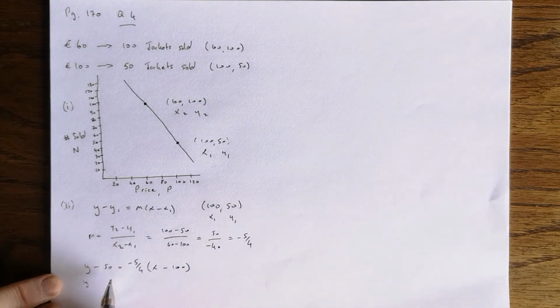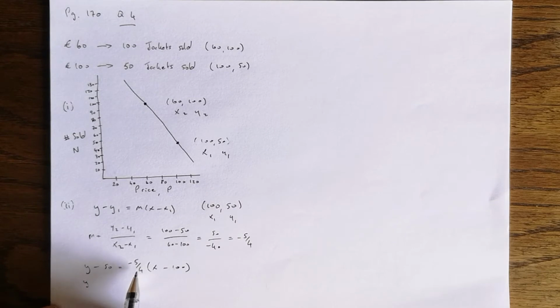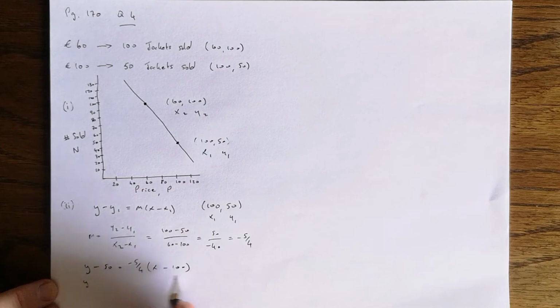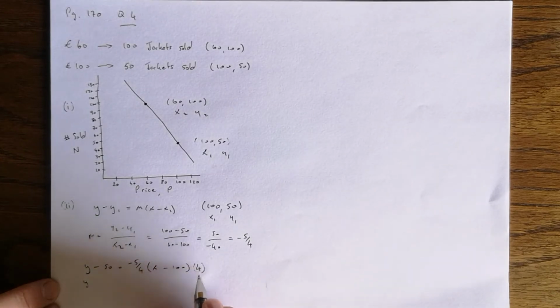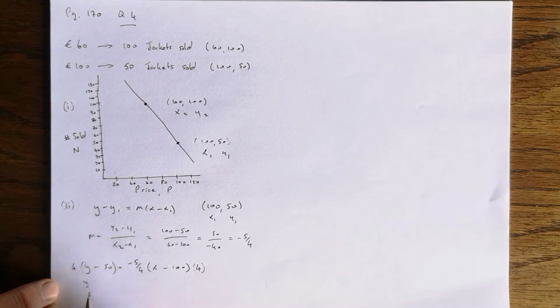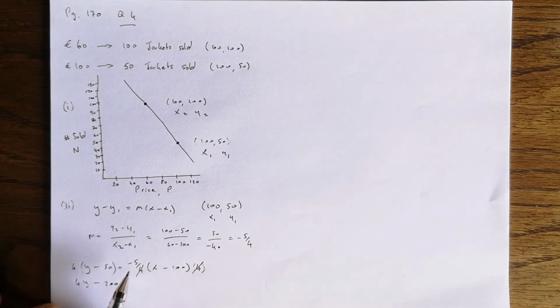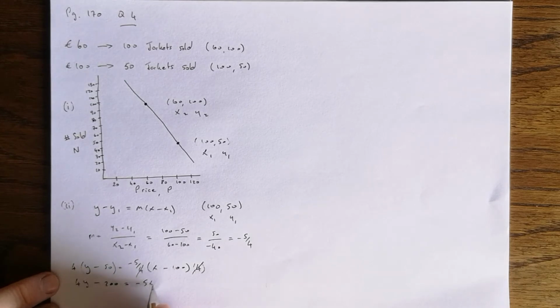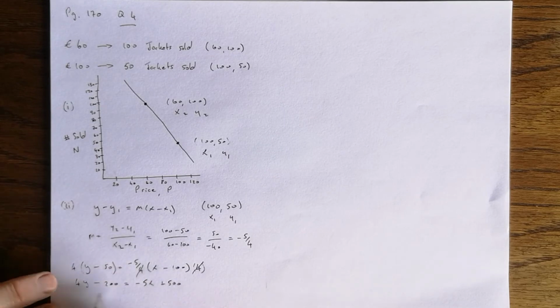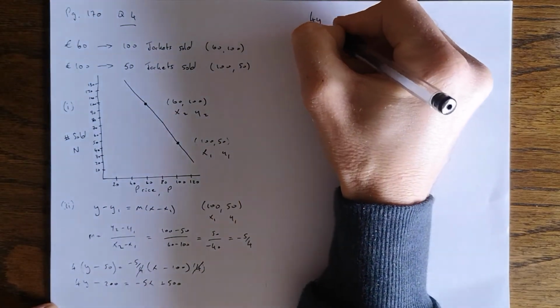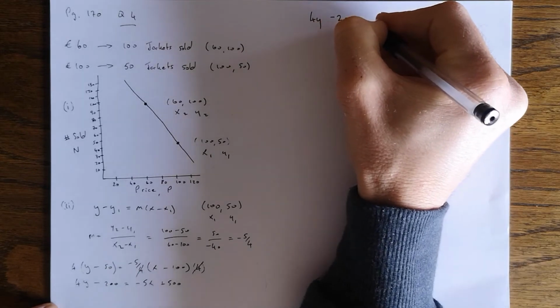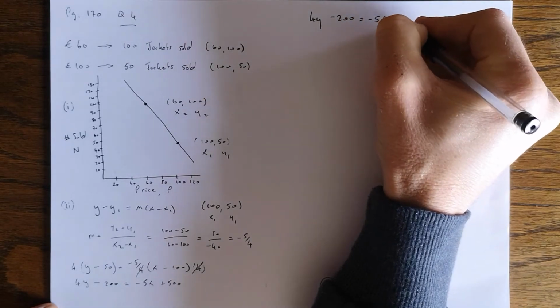Now I have this fraction here. Let's multiply both sides by 4 to get rid of the fraction. So I put a 4 there, and a 4 here. This 4 and this 4 will cancel, and I'm left with 4 times y, which is 4y. 4 times minus 50 is minus 200. On the right, I have minus 5 times x, so minus 5x, and minus 5 times minus 100, which will be plus 500. So I'm left with 4y minus 200 equals minus 5x plus 500.